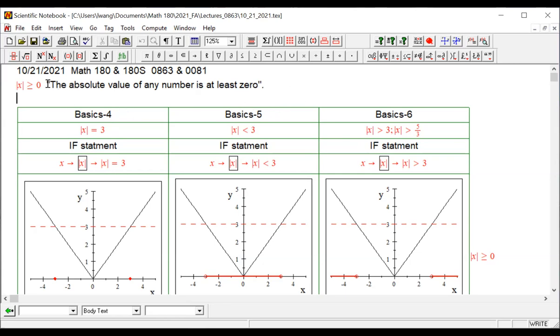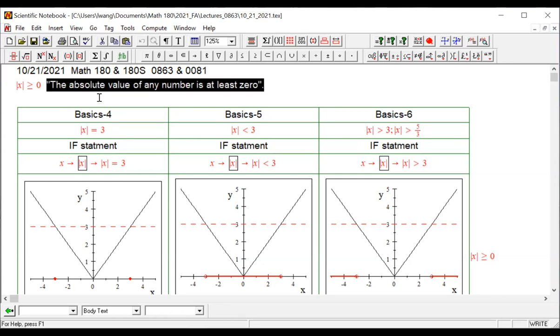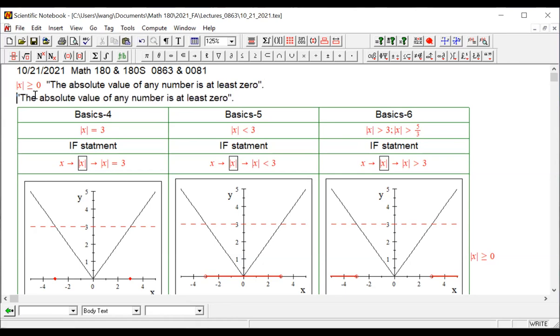You guys got it? When you say these things, you have to be very careful, because once you say the absolute value of any number is positive, you have excluded 0. So this will make the statement false. You need to be very careful selecting words and making statements. So this statement is false and this statement is true.